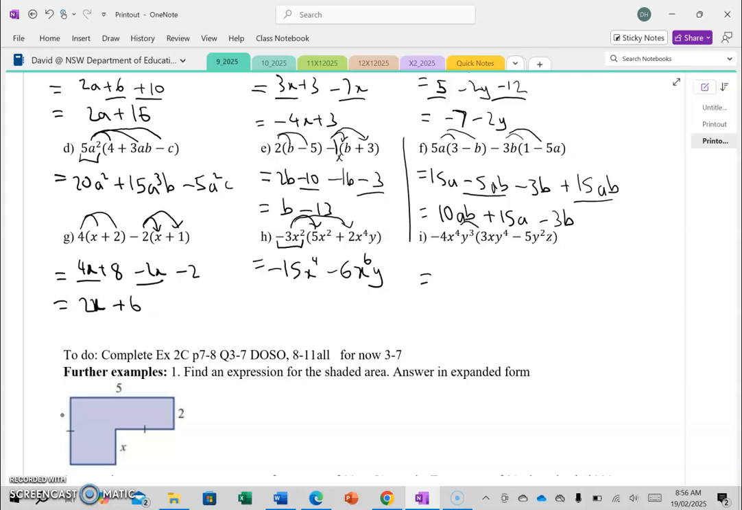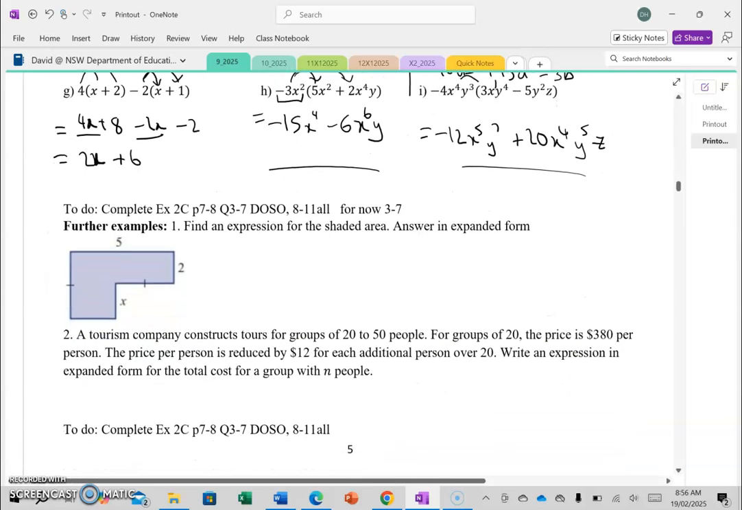This one here, negative times positive is negative 12. That'll be x to the power of 5, y plusing to the power of 7. Negative times negative is positive. 4 times 5 is 20. X to the power of 4. Y cubed times y squared, add. You get y to the power of 5, and we've got a z there. Okay, no like terms there, so that's the final answer.